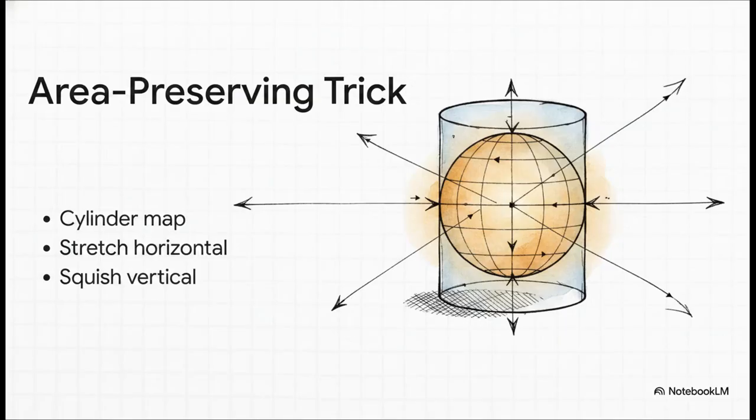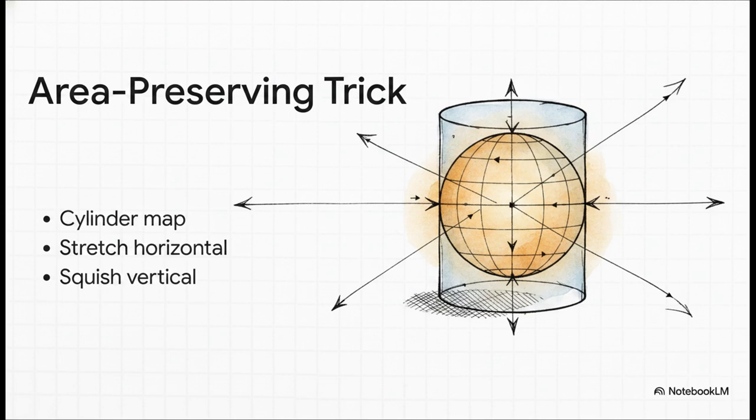But how do we actually jump the fence from 2D up to 3D? Well, the ancient Greek mathematician Archimedes proved a brilliant area-preserving trick. He showed that if you project a sphere's surface area outward onto a cylinder that perfectly encloses it, something magical happens. As you map the curved sphere outward onto the flat cylinder walls, the geometry stretches horizontally around the equator.